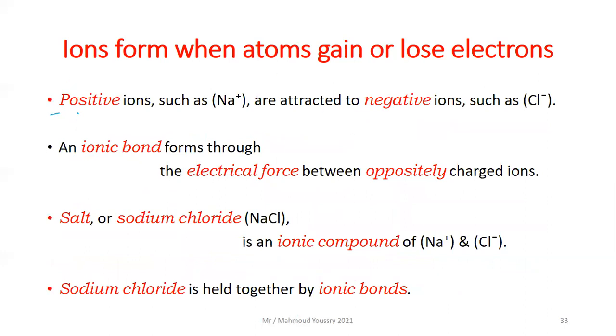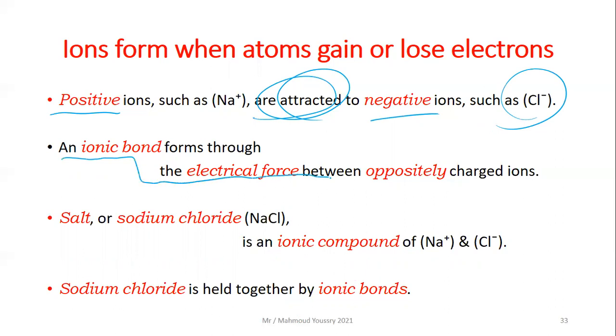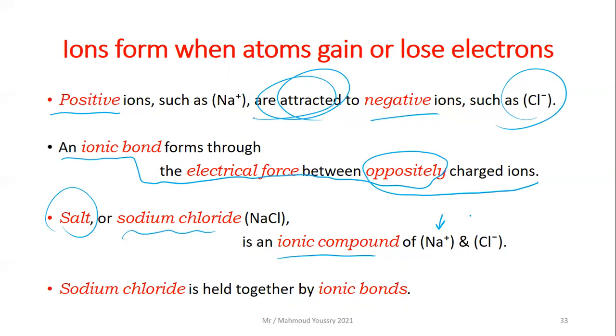The positive ions, such as sodium +1, are always attracted to negative ions, such as chloride -1. So an ionic bond forms through the electrical force between oppositely charged ions, different charges. Salt, the table salt or sodium chloride, is an ionic compound of sodium positive ion and chloride negative ion. Sodium chloride is held together by ionic bond.